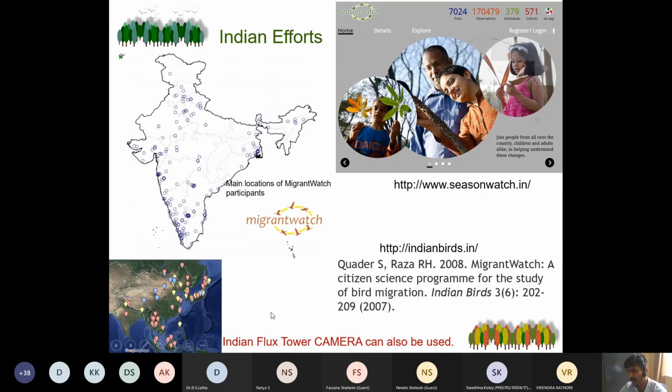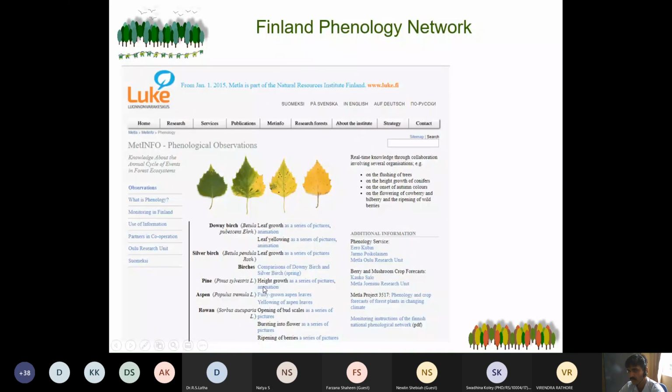So there are efforts by private people who are looking into the migration aspects of different birds, plants, or insects. Here is a migrant Indian effort, the main location for migrant participation, and even you can participate. Even in Jharkhand, nobody has participated. That is sad. So we should initiate, Vipender and Swayam. Other people, I think we will make some more effort. You can insert your observation, and it's crowdsourced.